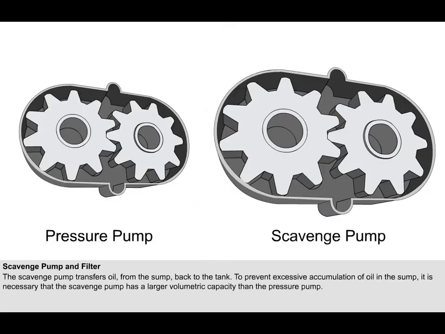When the engine is stopped, the oil which remains in the crankcase will drain down into the sump. As the engine is started, there will be a quantity of oil which, if the pressure and scavenge pumps were of equal capacity, would not be removed. Therefore, in order to prevent excessive accumulation of oil in the sump, it is necessary for the scavenge pump to be of a larger volumetric capacity than the pressure pump. In practice, the scavenge pump capacity is 25 to 50% larger than that of the pressure pump.